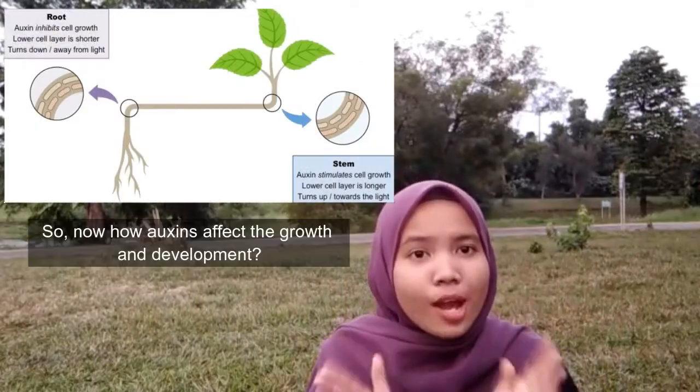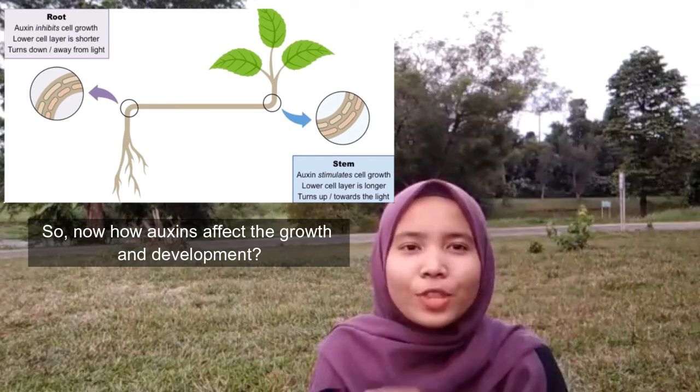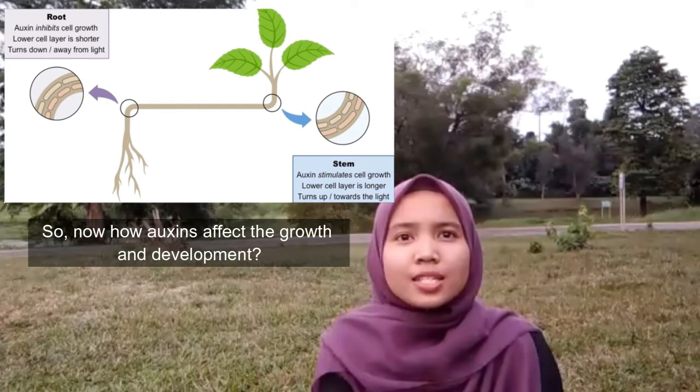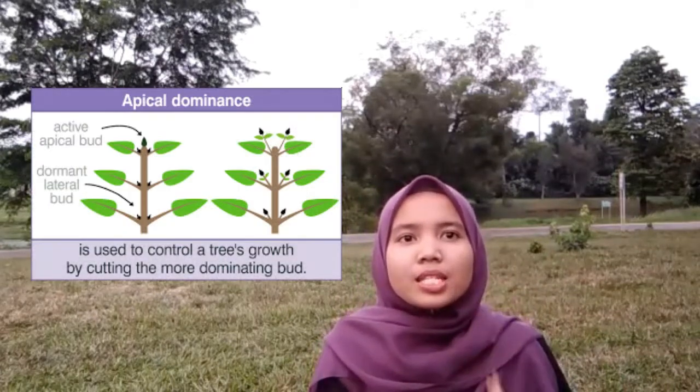Okay, so now, how does auxin affect growth and development? So, auxin is responsible for a process called gravitropism, where after the direction of gravity has been detected by a flowering plant, auxin moves to the lower surface of roots and stems. A phenomenon called apical dominance is also caused.